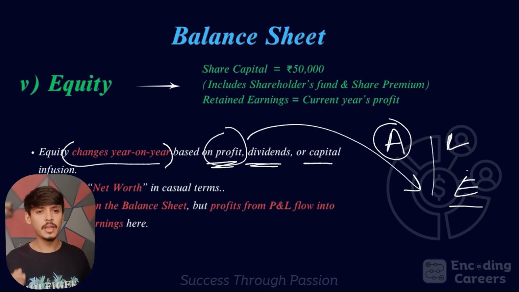Next over here is dividend. When you pay dividends to the investors that you have, your profits reduce because you are paying dividends from profit, and that way your assets will reduce if you are paying a higher dividend, and your equity will reduce simultaneously.